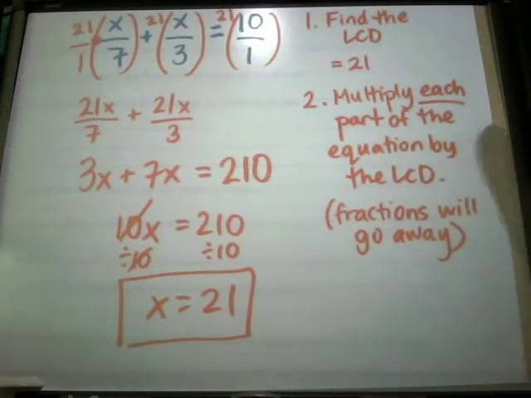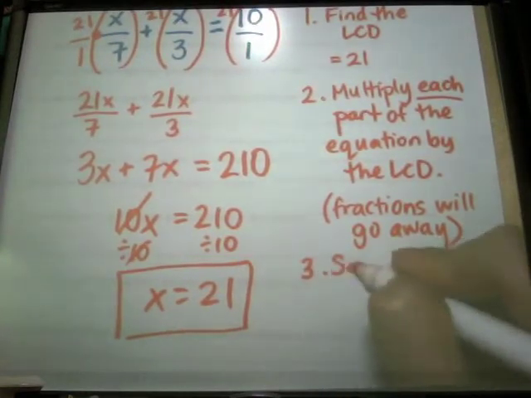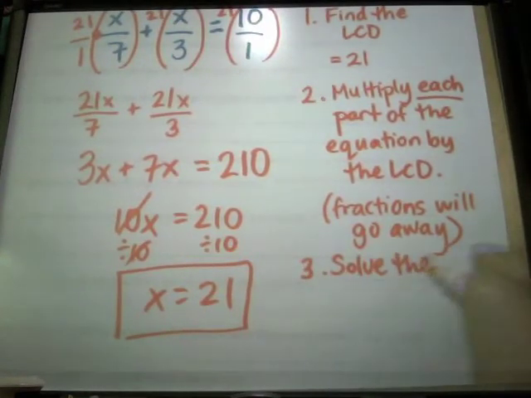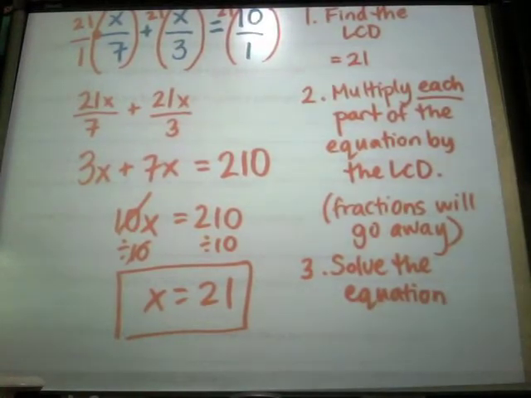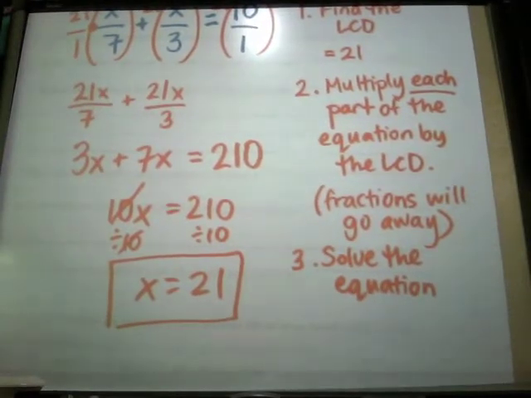So, on the steps over here, multiply each part of the equation by the LCD. Fractions will go away. And then the final step is just solve the equation. So in this case, that meant combining the like terms, right? Undoing by doing the opposite of whatever's there. The solving the equation part, I think everybody's good on. So I'll do another one. I'm gonna do 2 more.